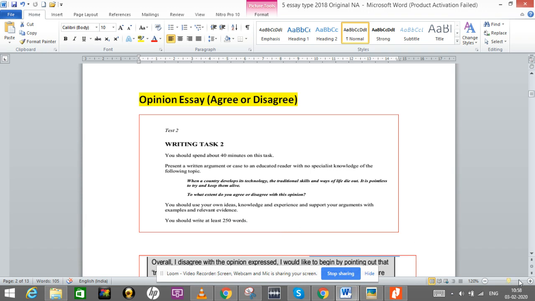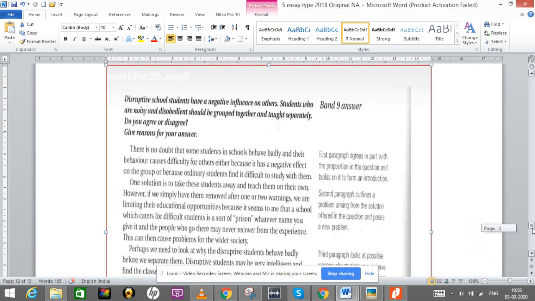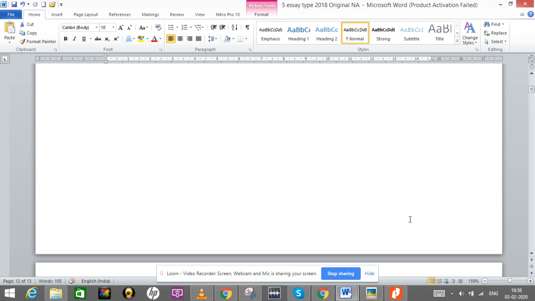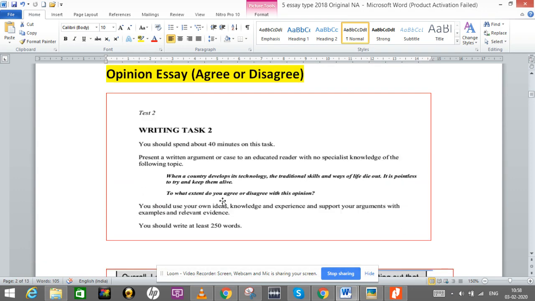You might have to read it, so let me enlarge the screen so that you will notice it. When a country develops its technology, the traditional skills and ways of life die out. It is pointless to try and keep them alive. So if you say yes, it is pointless, you need to read the stem properly. If it says it is pointless to try and keep them alive, you are basically agreeing to the fact. But those who believe that traditional skills should be saved or preserved and should be taught to the youngsters or the coming generation would disagree with the opinion. If you can understand the question, that is one bit of it.